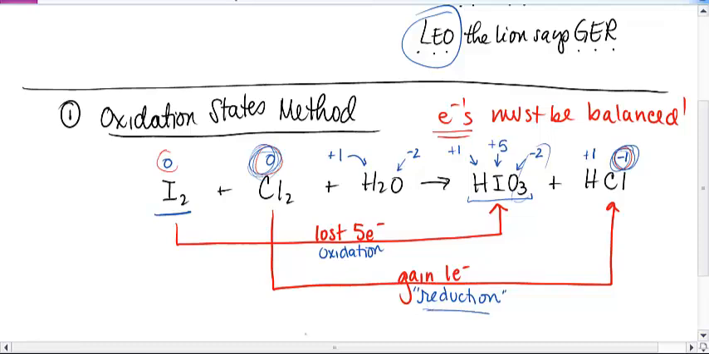Here's the key. You need to use the least common multiple to make sure that the electrons are balanced. So I have 5 electrons lost and 1 electron gained. So I'm going to multiply them both by something. I can multiply this one by 1, and I can multiply this one by 5. That makes 5 electrons lost and 5 electrons gained. That tells me how many of each atom I need on both sides of the arrow. I need 1 iodine on each side, and I need 5 chlorines on each side.